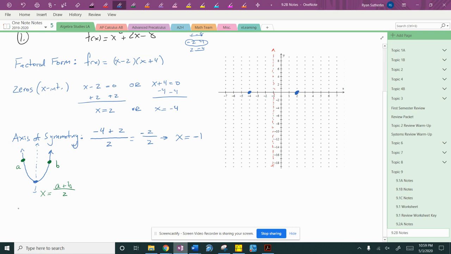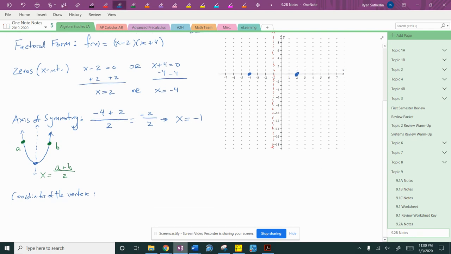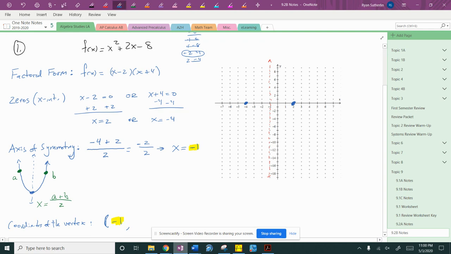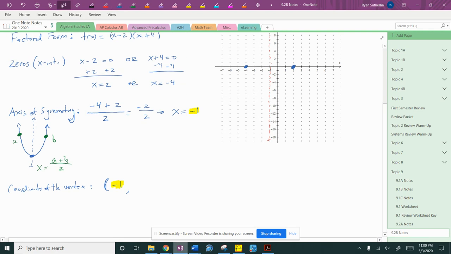And now the last thing I want to do is find the coordinates of the vertex. What we know already is that the x-coordinate of the vertex, remember, is always whatever the axis of symmetry is. So since the axis of symmetry is -1, so is the x-coordinate of my vertex. Now to find the y, I'm going to plug in -1. I could plug it into the original one, but I'm actually going to plug it into my factored form. It's a little bit easier to deal with because, and I'll do this work over here, that means f of -1 would be -1 minus 2 times -1 plus 4.